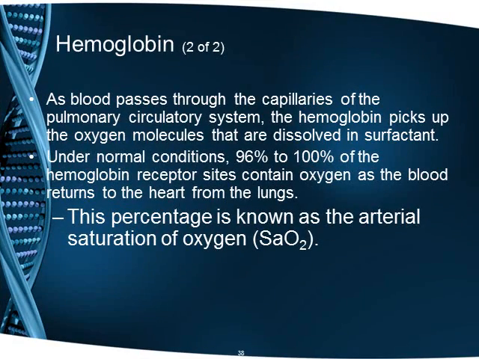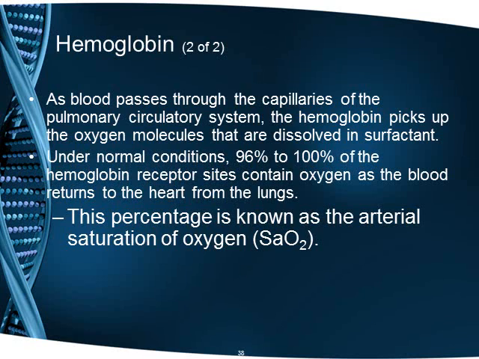As blood passes through the capillaries, the circulatory system, the hemoglobin picks up the oxygen molecules that are dissolved in the surfactant. Under normal conditions, about 96 to 100% of hemoglobin receptor sites contain oxygen. A hemoglobin molecule that's fully loaded has 4 oxygens on it. That's how many seats are on the bus. So yeah, I guess you could say it's a short bus. It's riding around with 4 seats on there. That's when it's fully loaded, and that's what we're trying to do. So that's when we have a patient with 100% O2 saturation. That means they should have 4 oxygens riding around on their hemoglobin.